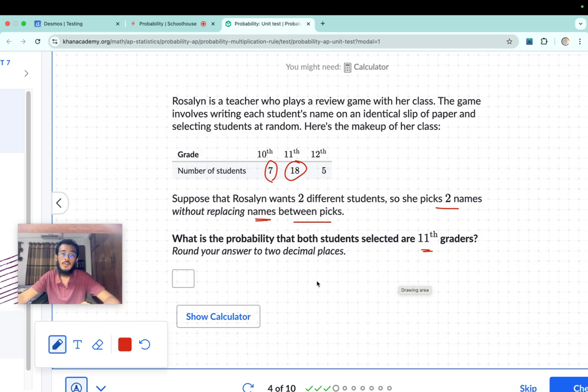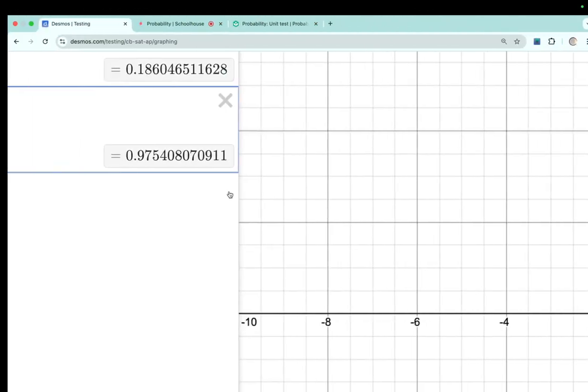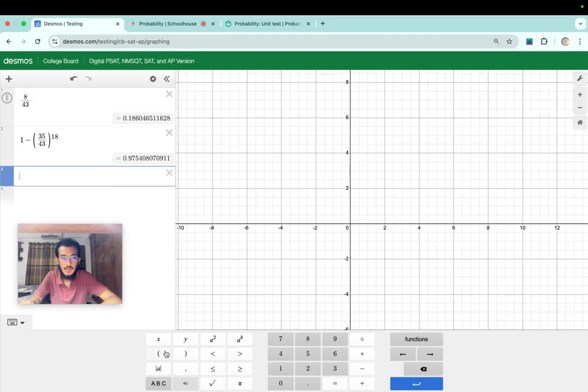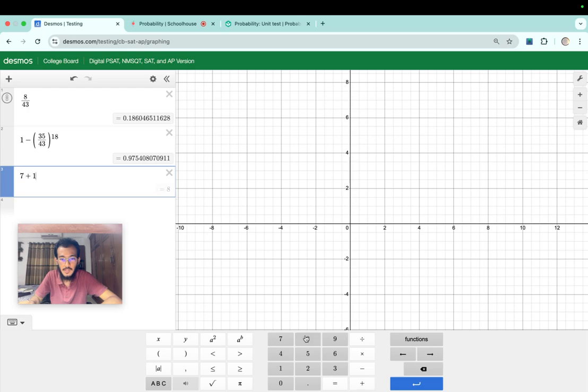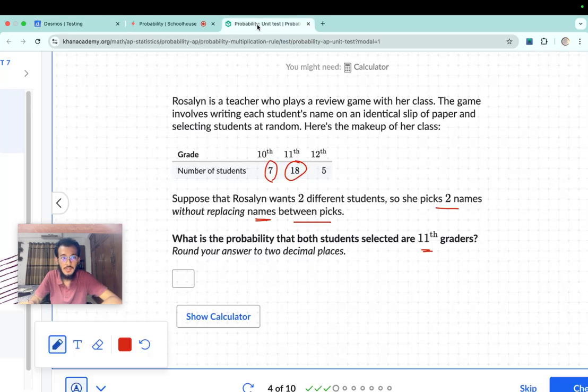All right. So we have a total of 18 plus 7 plus 5. 7 plus 5 is 12, plus 18, 30 students.